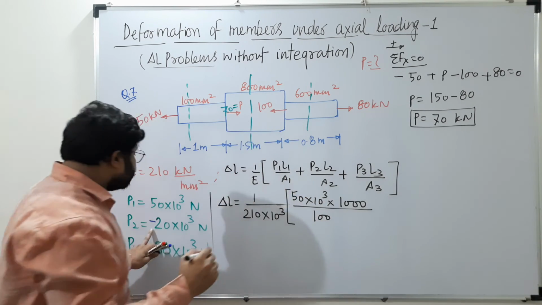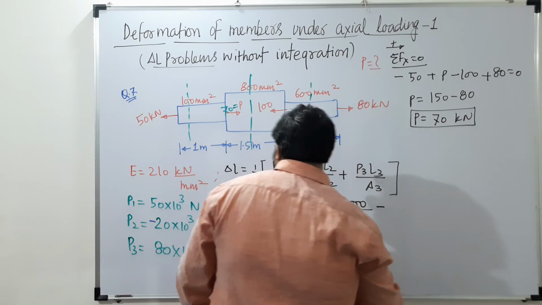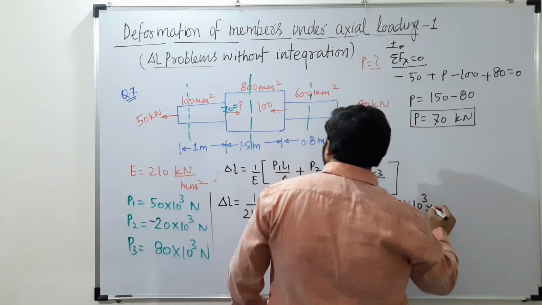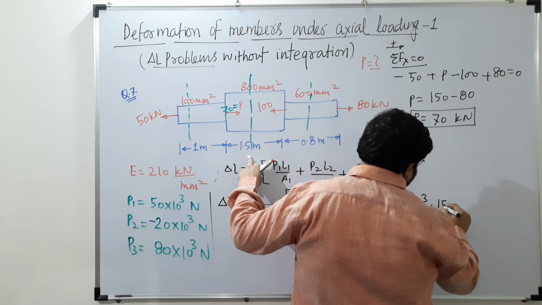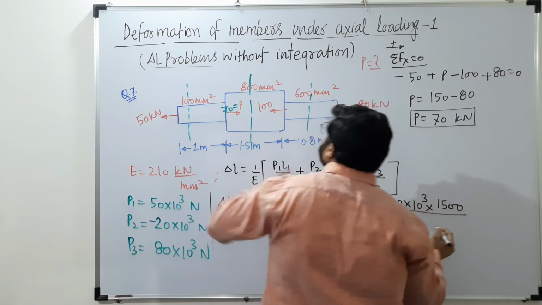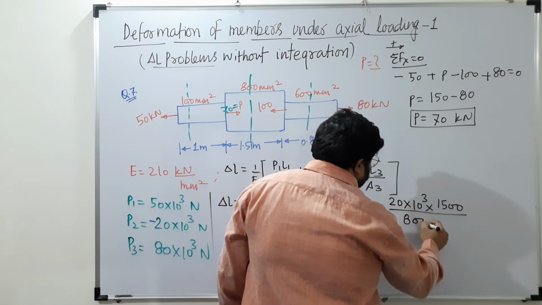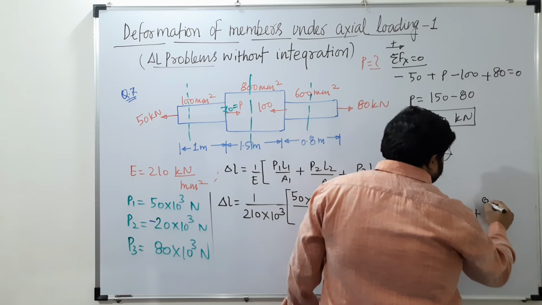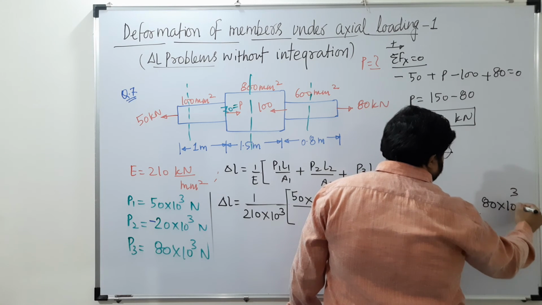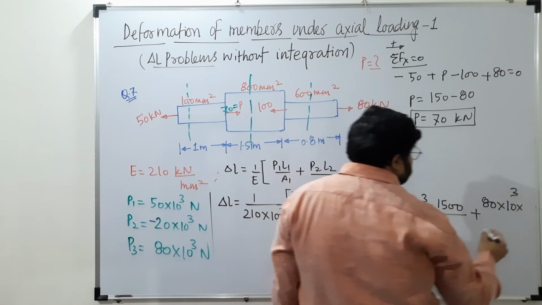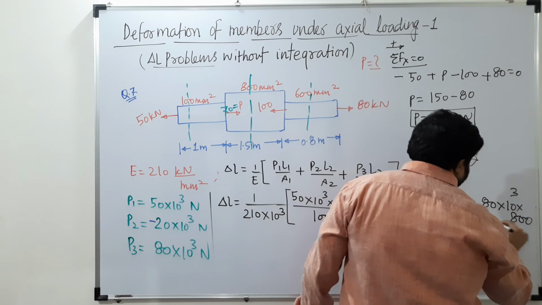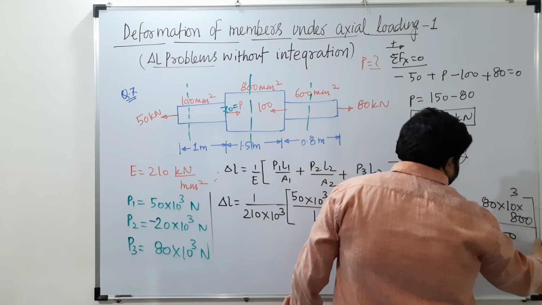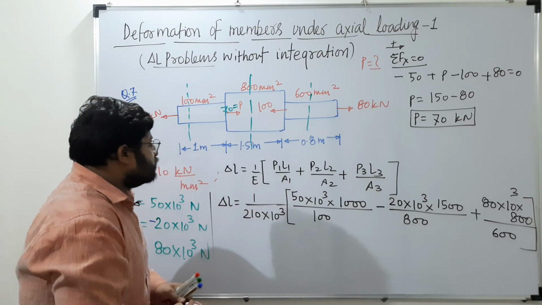Now P2 is compressive, so we'll put this with a negative sign. P2 value is 20 into 10 to the power 3, length 1.5, that is 1500 millimeter, divided by area. Area is given as 800, plus now the last value is 80 kilonewton, that is 80 into 10 to the power 3, multiplied by the length 0.8, that is 800, divided by the area. Area is 600. So this is the value for delta L.